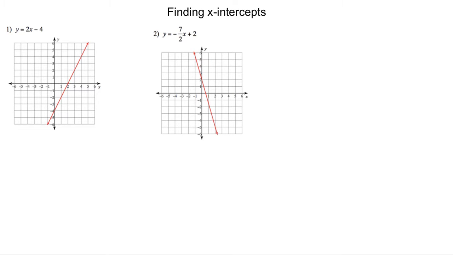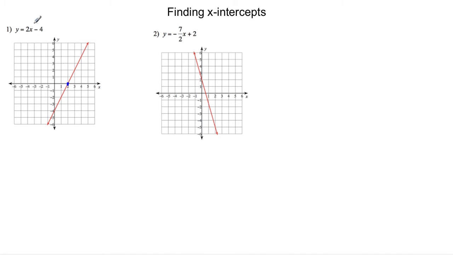So today we're going to be finding x-intercepts for linear equations, so lines, and also quadratic equations, parabolas. So here, for number 1, I have y is equal to 2x minus 4. Now if I graph this, and I want to find the x-intercept where it crosses the x-axis, I can see it's right here when x is 2.